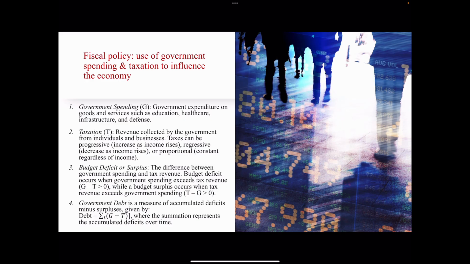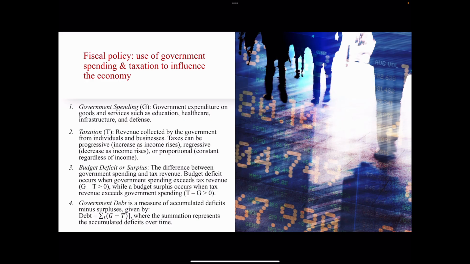Think of simple goods and service taxes, which tend to decrease as a proportion of income, or proportional. In other words, it's constant regardless of income, which is often what many people would prefer.